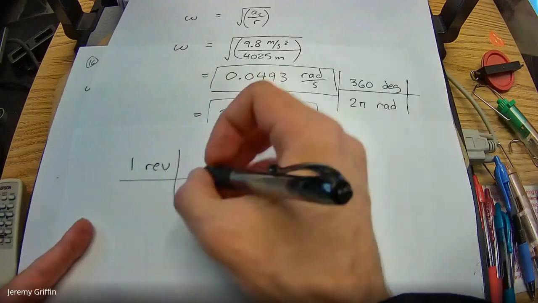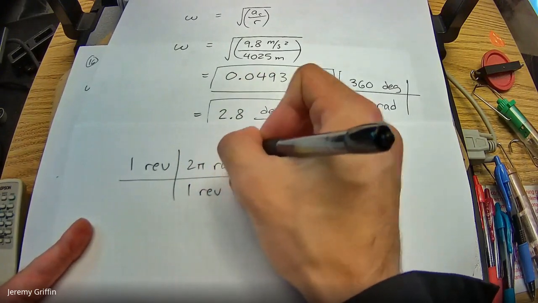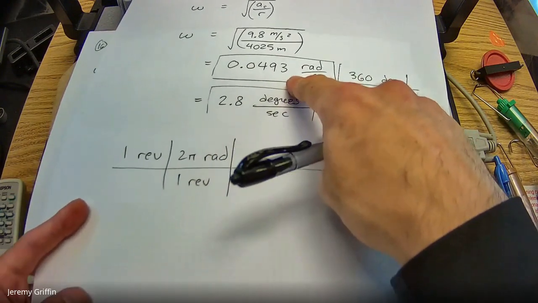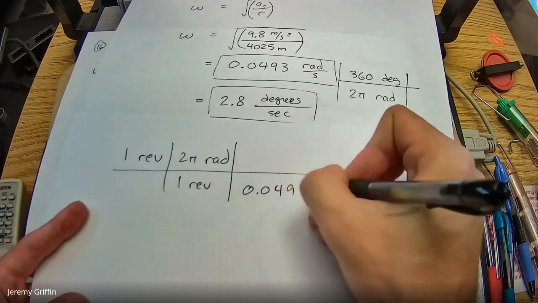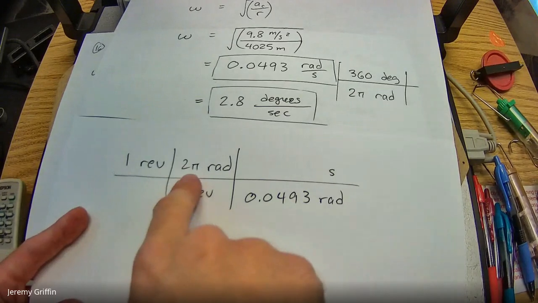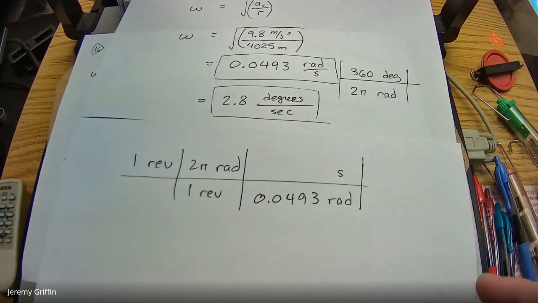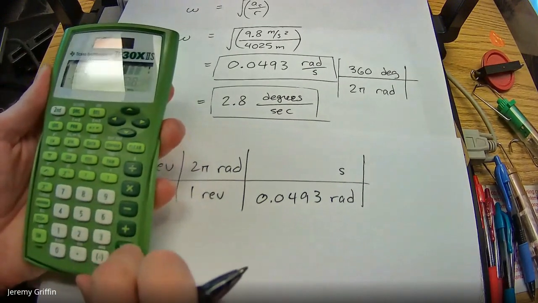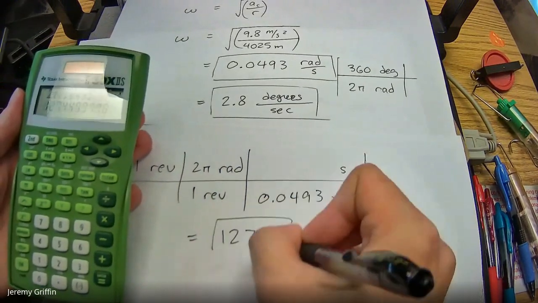dimensional analysis, I know 1 rev is 2 pi radians. Actually, maybe you could have started there, 2 pi radians. And they're doing this many radians per second. So that'd be 0.0493 radians per second. Or if you started with 360 degrees and you use this number, you would get the same thing, wouldn't you? So 2 pi radians divided by 0.0493 radians per second. I'm looking at 127 seconds, so just over 2 minutes.